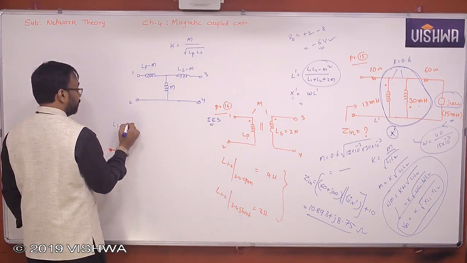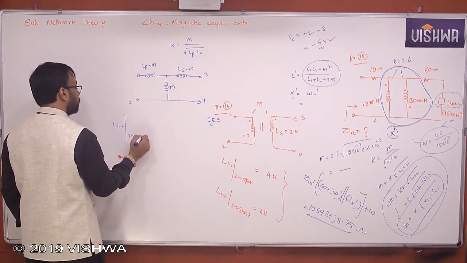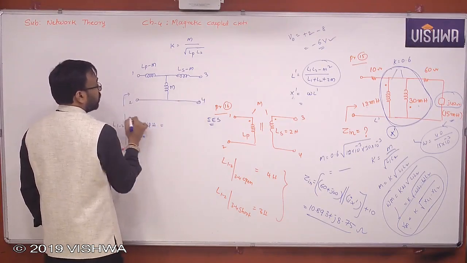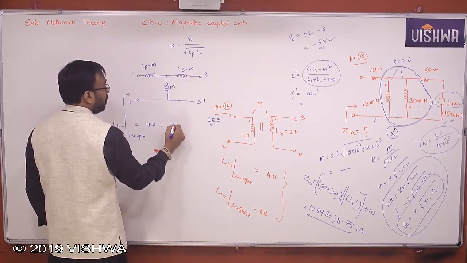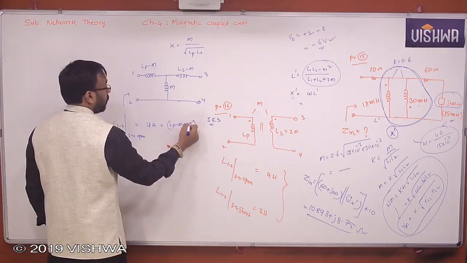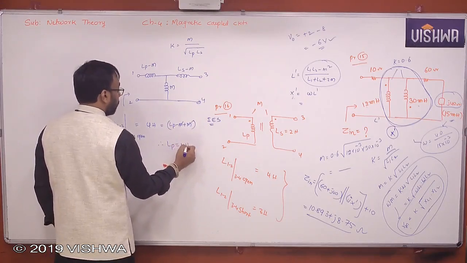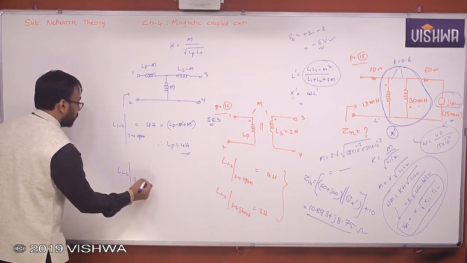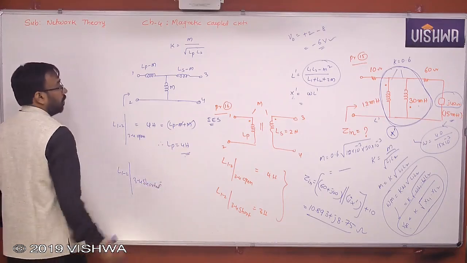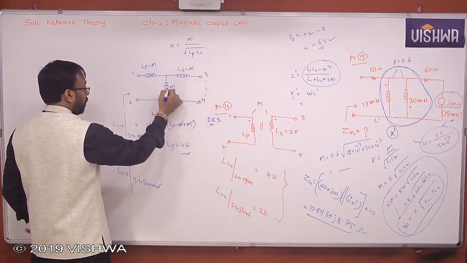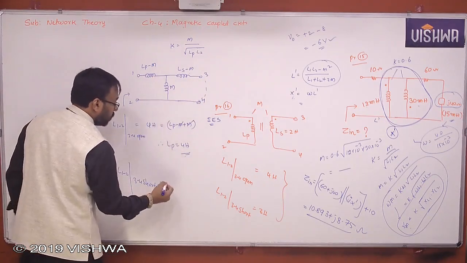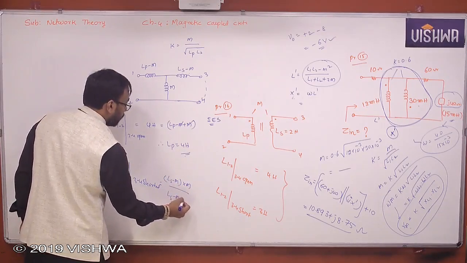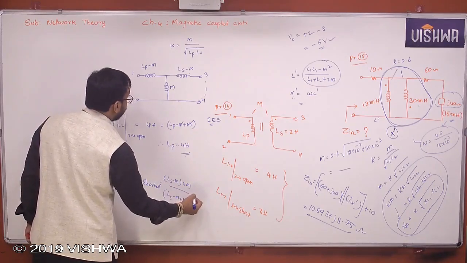In the first case, when 3, 4 are open, what is the value given? 4 Henry. When this is open, L12 when you see, this is neglected, adding these two, LP minus M plus M. So LP is equal to 4 Henry. In the second case, L12 with 3, 4 shorted, what will happen? These two are in parallel and that result is in series with this. So LS minus M into M by LS minus M plus M, plus LP minus M.